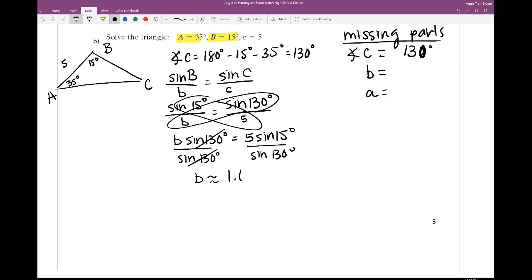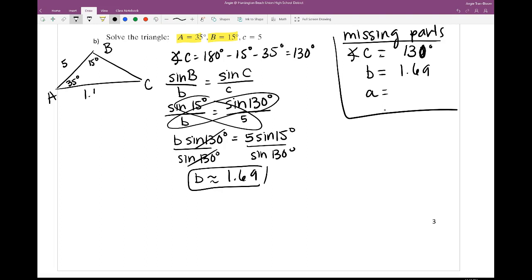1.69 is what we're going to write down as an answer. So B is about 1.69 units. Perfect. So B is found, 1.69 units.